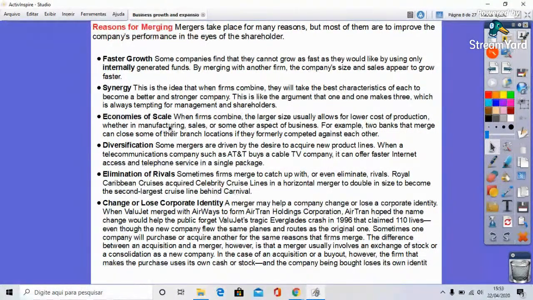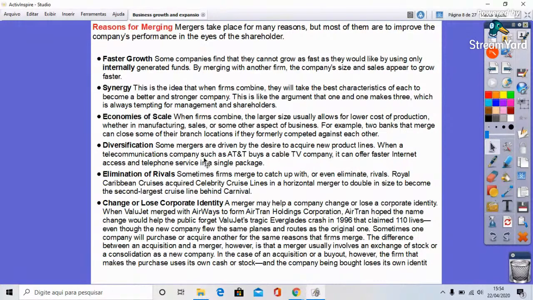Economies of scale is when firms combine. The larger size usually allows for a lower cost of production, whether in manufacturing, sales, or some other aspect of business. Example: two banks that merge can close some of their branch locations if they formerly competed against each other. Imagine again McDonald's and Burger King, they merge, and on Marginal Tietê, they have Burger King and McDonald's. They can close one of them because they don't need it anymore because now they are Mac Burger.